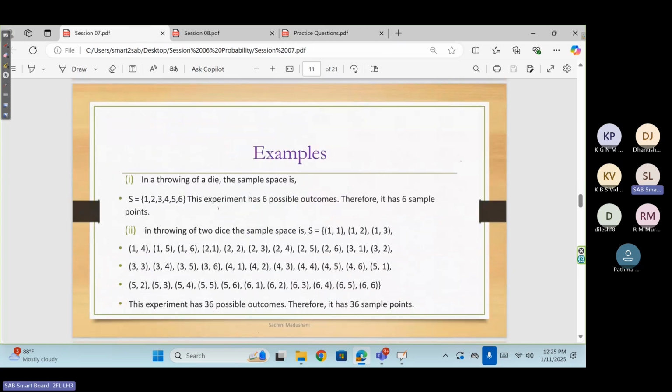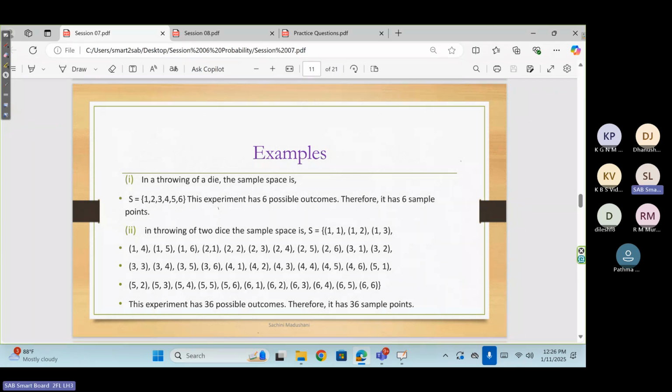Here, for example, in throwing a die, the sample space is the numbers 1 to 6. It means 6 possible outcomes are there. The second one says, in throwing 2 dice, what is the sample space? 2 dice means how many sample points? 6 to the power 2. Why? Basically 6 sample points are there for each die, so 2 dice means 6 to the power 2. 36 outcomes are there. These are the 36 outcomes. Is it clear?